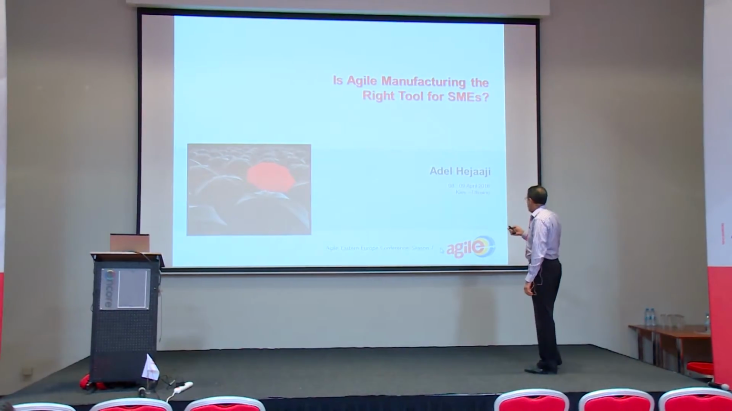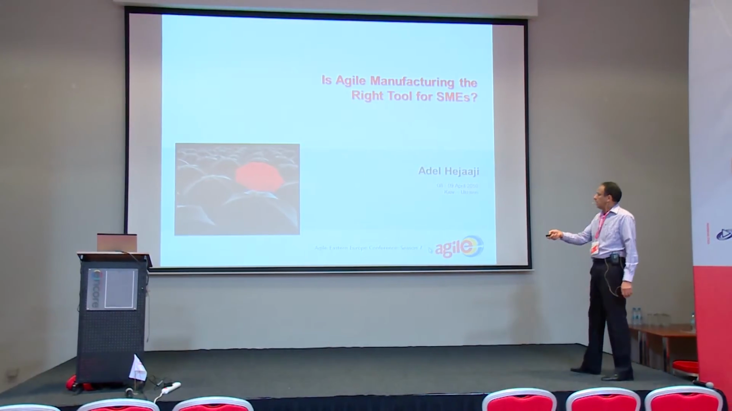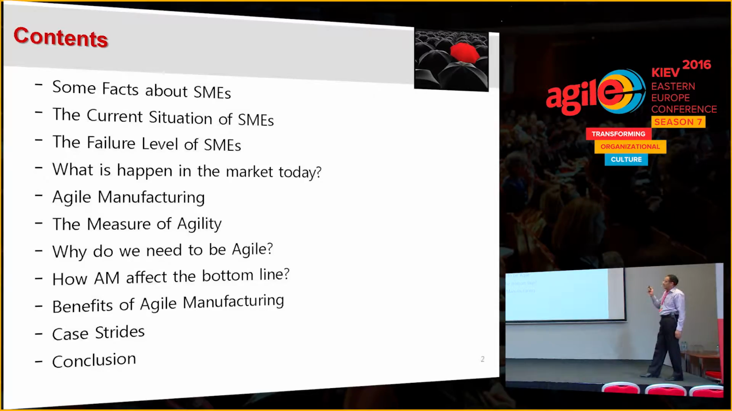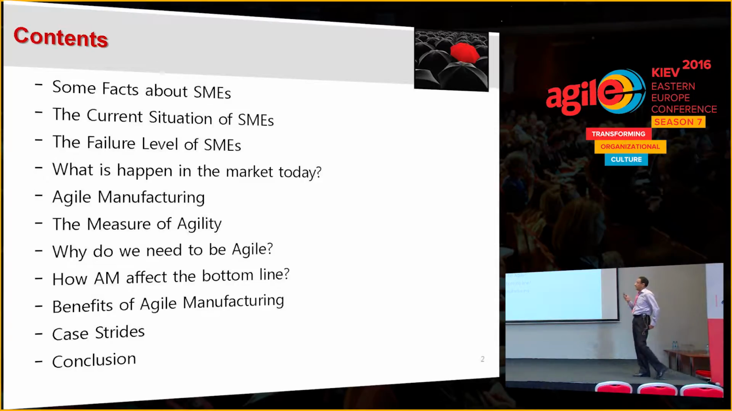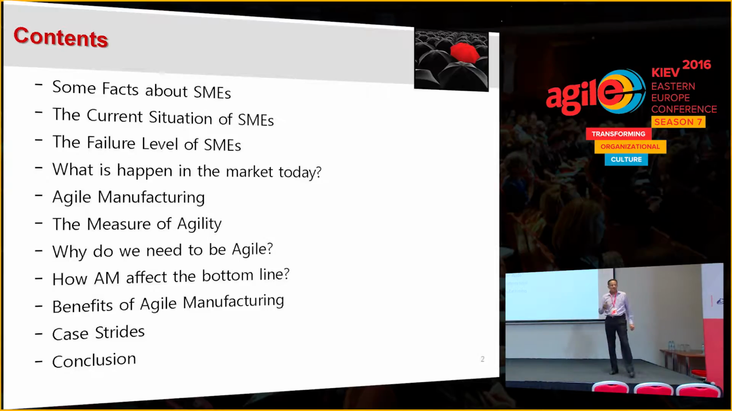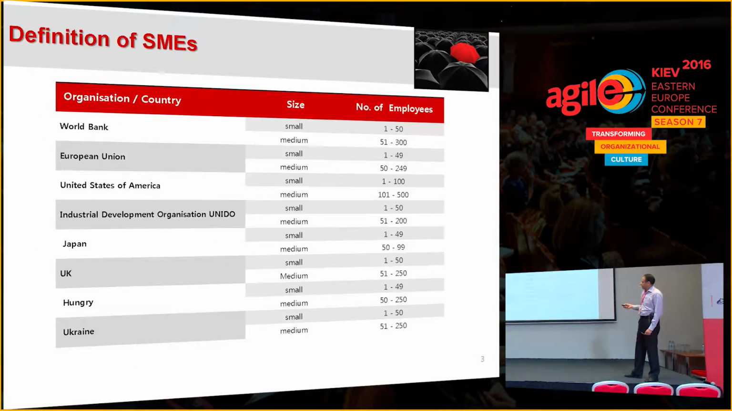It will be a very classic presentation, as I said. To give you an idea about the contents: some facts about SMEs, the current situation of SMEs around the world, and the failure level of small and medium-sized companies, what happens in the market today. Then we will go to Agile manufacturing and talk about Agile and agility, how we can measure it, what the dimensions of agility are, what the agility drivers are, and what the benefit is. And finally, I'll give you some case studies to explain exactly what the benefit of agility is.